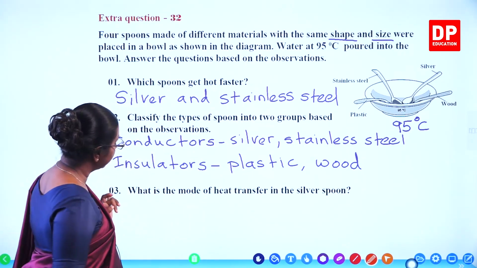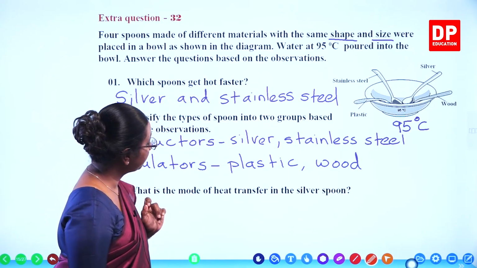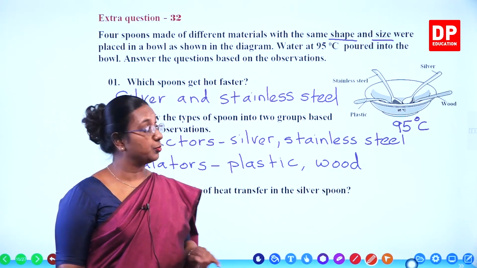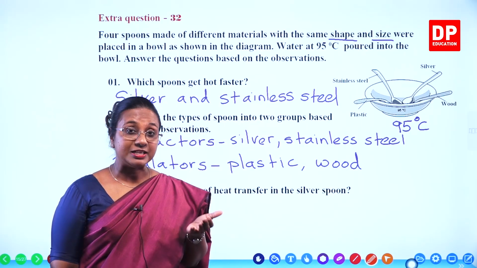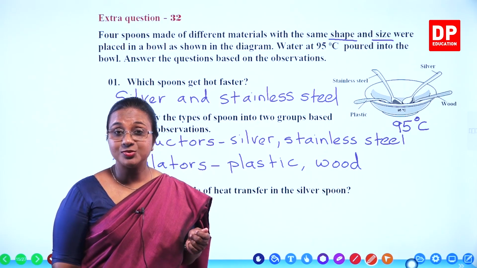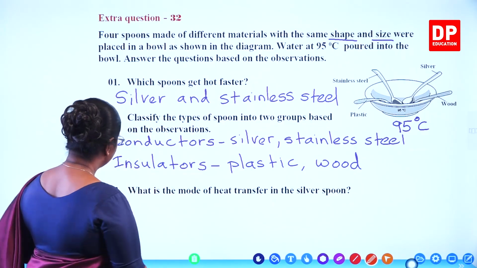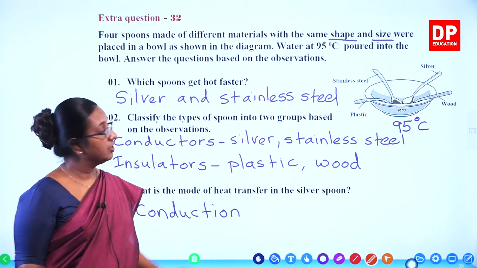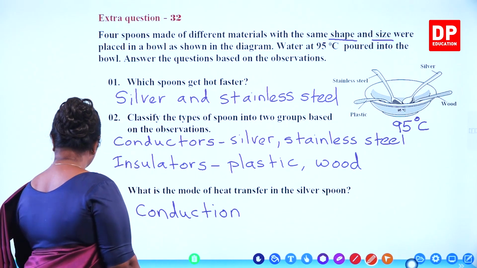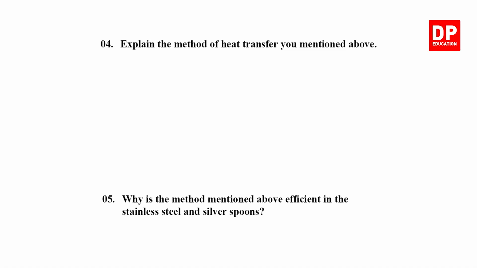Then we have the third question. What is the mode of heat transfer in the silver spoon? So, silver is a metal, a solid. In solids and metals, what is the mode of heat transfer? It is conduction. So, the answer here is conduction of heat. Then I will move on to the next question.